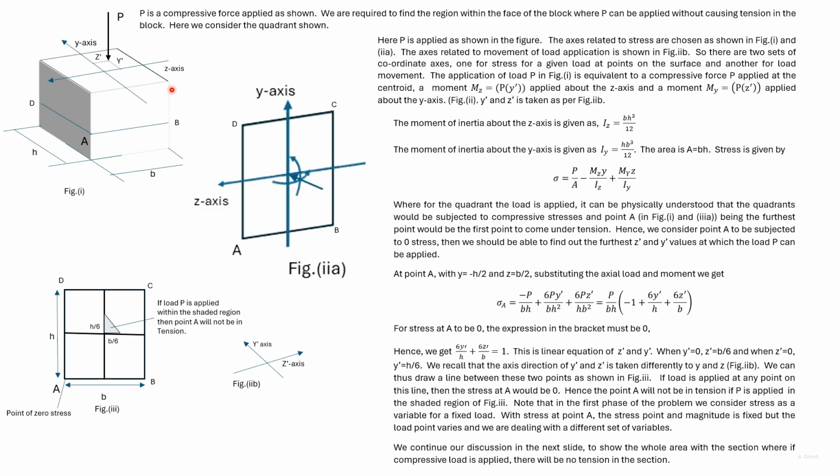We have a rectangular section on which an eccentric load P has been applied. The load P has been applied at a distance y dash from the horizontal axis of symmetry and a distance z dash from the vertical axis of symmetry. Now let us consider that y dash and z dash are variables.